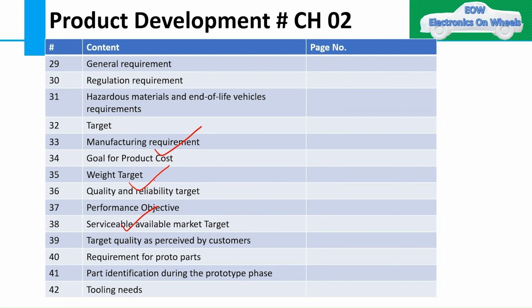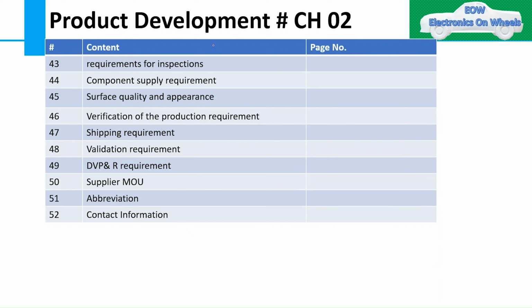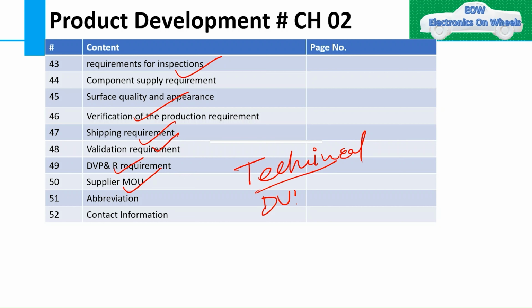We have to define the requirement of proto parts, tooling needs, requirement of inspection, surface quality appearance, shipping requirement, DVP, validation requirements, supplier MOU. We will go till the technical sign off with the supplier. We will discuss all these things, DVP and other things.